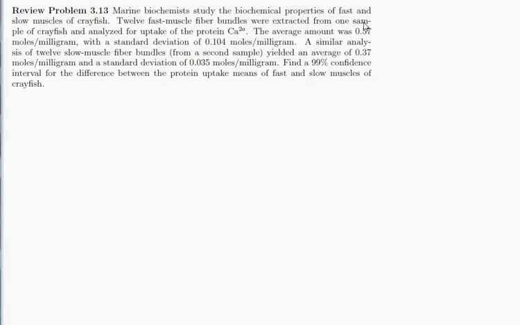First off, we recognize that this is indeed a confidence interval problem. It concerns an average, the average uptake rate of the protein. This involves two samples. We have one sample of crayfish and then another sample of crayfish. We're looking for a 99% confidence interval as opposed to a bound, and so this is a two-sided problem.